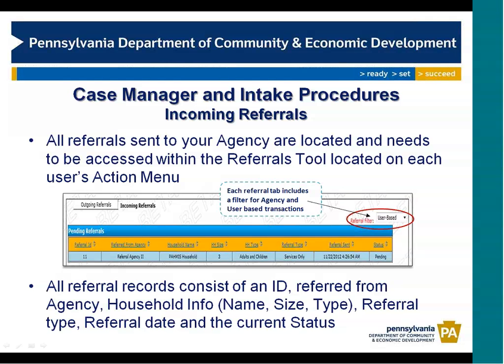Now, the referral record that I showed consists of the ID, who it was sent from, household information such as the name, the size, the type, what kind of referral it is, as well as when it was sent, as well as the pending status.